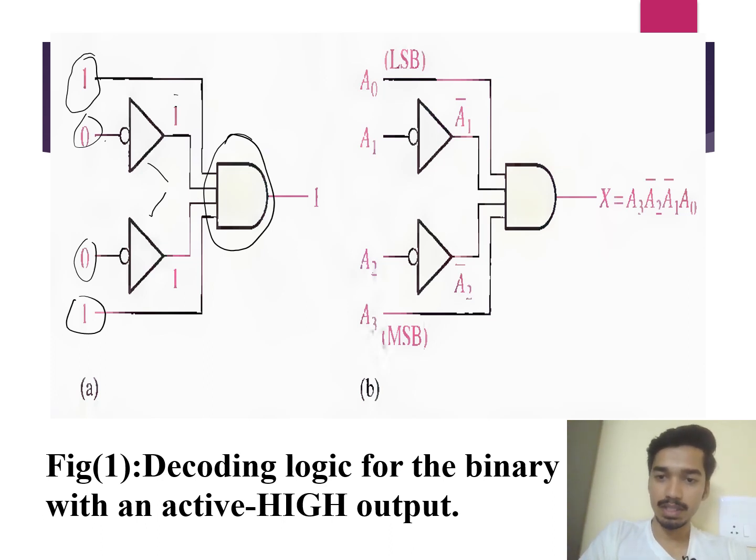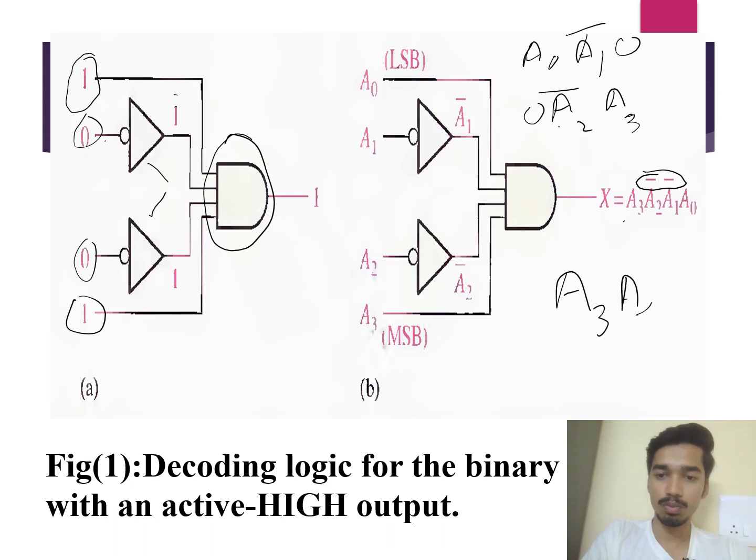We can see here that there are four inputs, A0, A1, A2 and A3. The middle ones, 1 and 2, were actually 0, so we need to invert them for getting 1 as the output. You can see this bar. This represents the inversion operator. So A3, A2 bar, A1 bar and A0. These two have bar. We are using this as the logic circuit diagram.